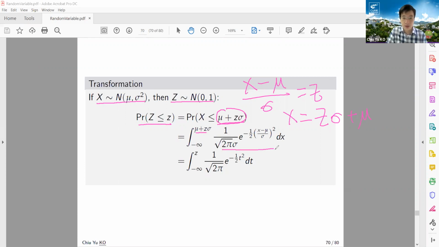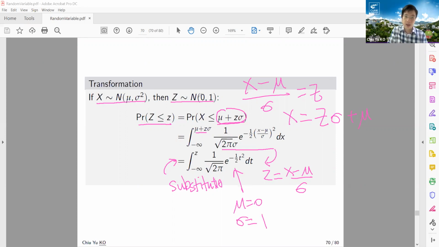Okay. And here's one trick here. We just write z is equal to x minus mu over sigma. We use the method of substitution in the integration. Okay. For those who learned integration, this is very direct. For those who didn't learn, it doesn't really matter. I just show you how you arrive at this formula. And this formula is exactly the same as when you substitute mu equal to 0, sigma equal to 1. Okay, so that's why this is standardized normal. You subtract its mean and divide by sigma.